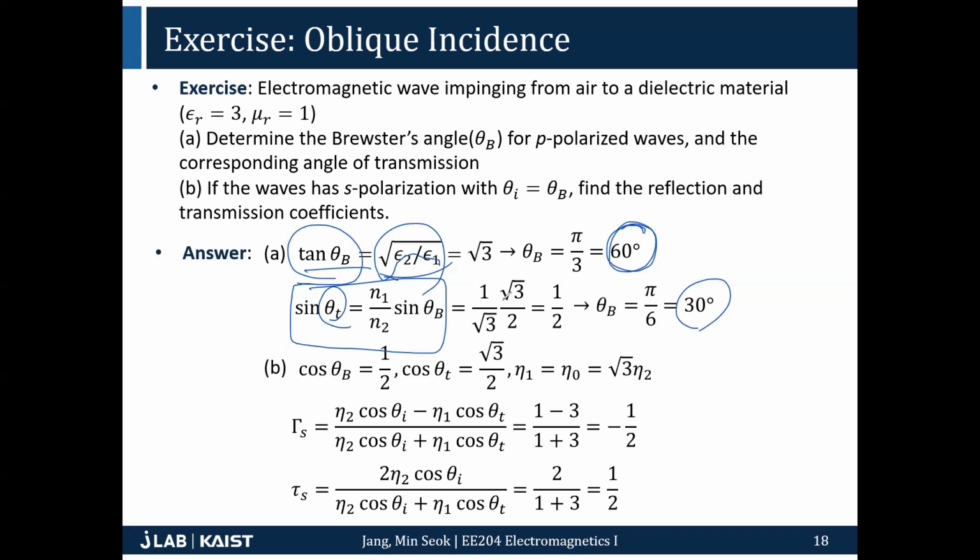Okay, if you plug in all the numbers. And now, if you have S polarization and the Brewster's angle is 60 degrees, so if you apply the 60 degrees to the incidence angle, then you can calculate the reflection and transmission coefficient for S polarized light, which is -1/2 and 1/2.